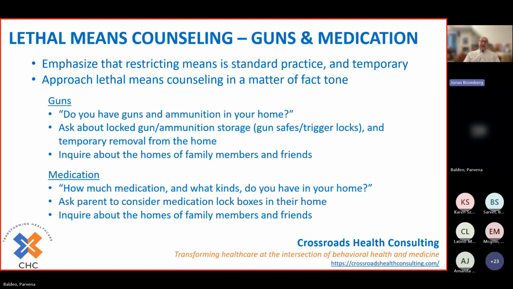And much in the same way, we want to ask about medication, what types of medication exist, and whether parents have considered or use medication lockboxes. And again, whether medications may be available in the homes of family members and friends, and whether parents may want to inform people that the patient may be spending significant time with about the need to restrict access to these sorts of things temporarily during a period of time when the patient may be unsafe. Next, please.